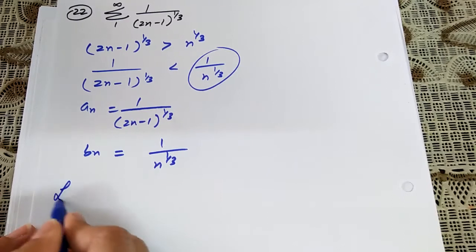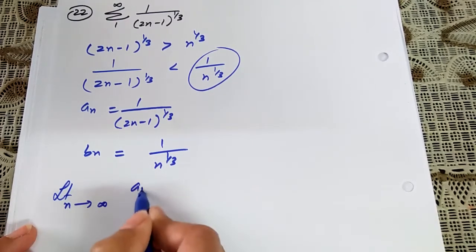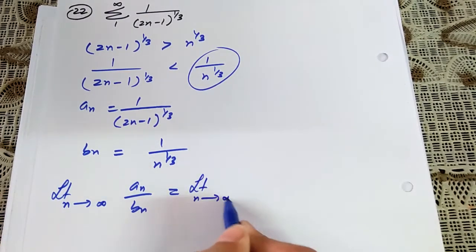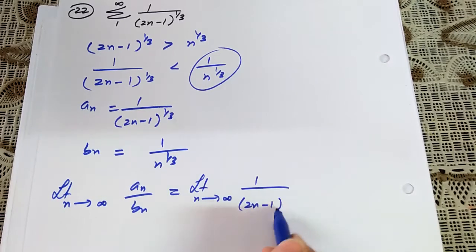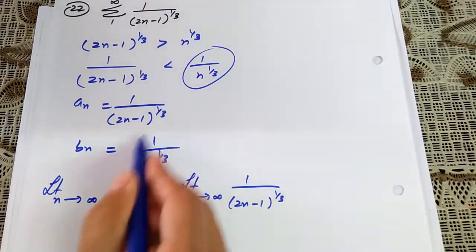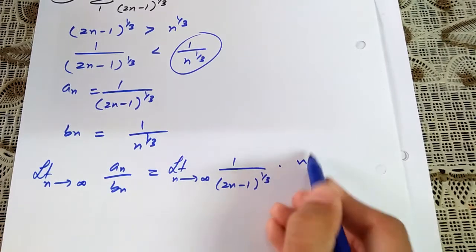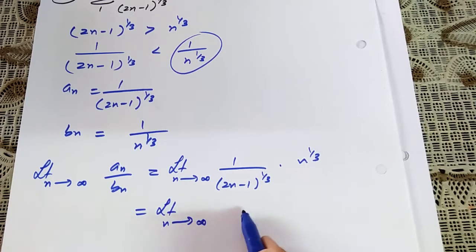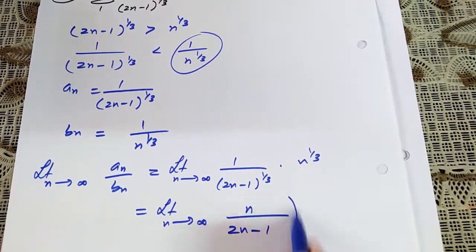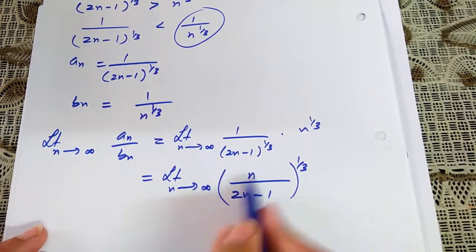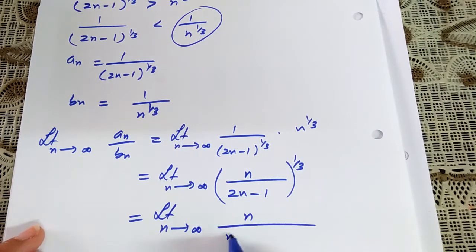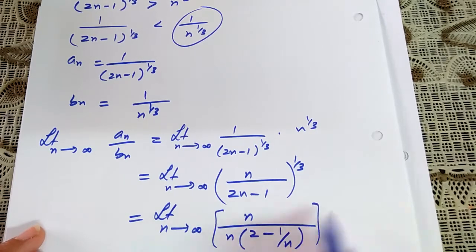Now use the limit comparison test. Limit n approaches infinity of an over bn equals limit n approaches infinity of 1 over (2n minus 1) raised to power 1 over 3, divided by bn, that becomes n raised to power 1 over 3. So this is basically the limit as n approaches infinity of n over (2n minus 1) raised to power 1 over 3. Now take n common: it becomes n over n times (2 minus 1 over n), and the whole power is 1 over 3.